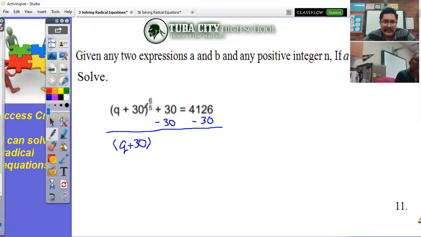So remember, almost every single day since school started, we've been moving these into radical form. So I'm gonna put the 6 right here, and we need to take the root of it because of this bottom number here. That bottom number means we're taking the 5th root, so that becomes our index. Okay, now this 30 is gone, which is good. We want our radical to be isolated. And here I get 4,126.